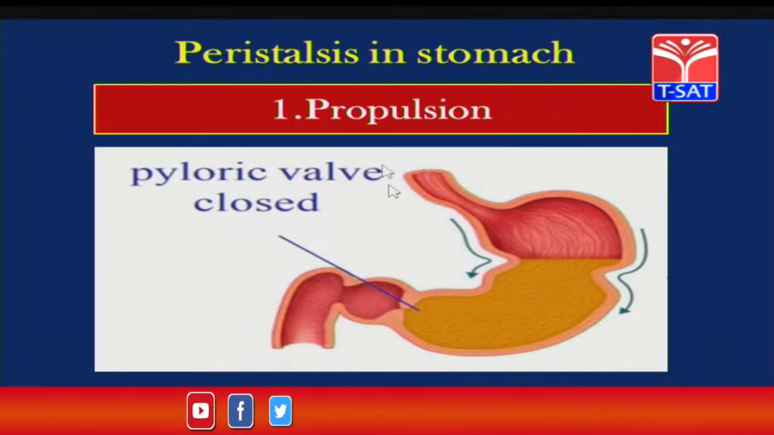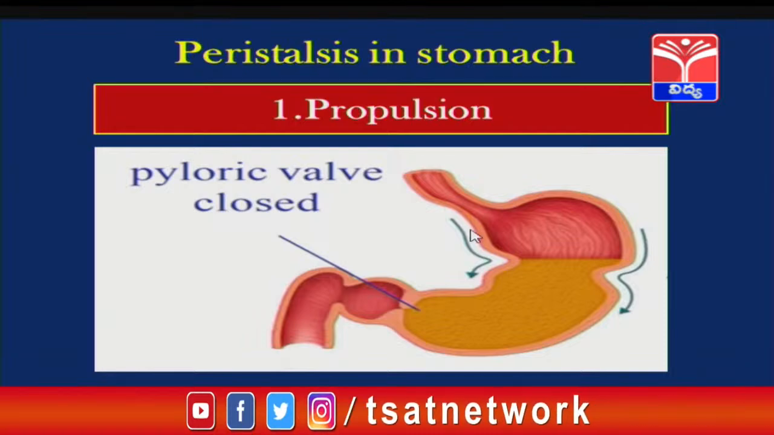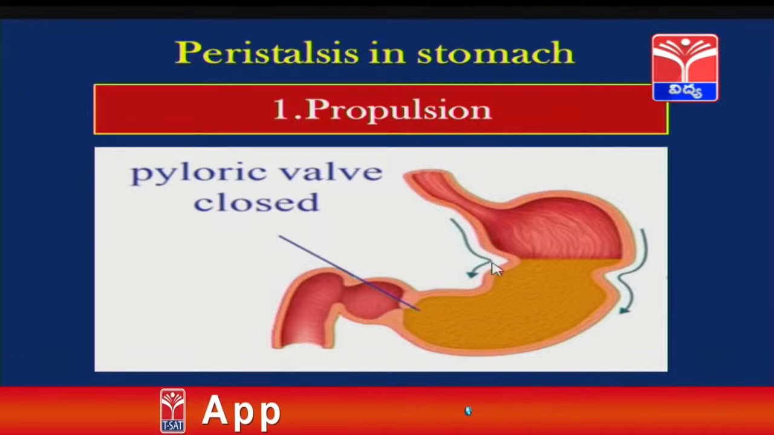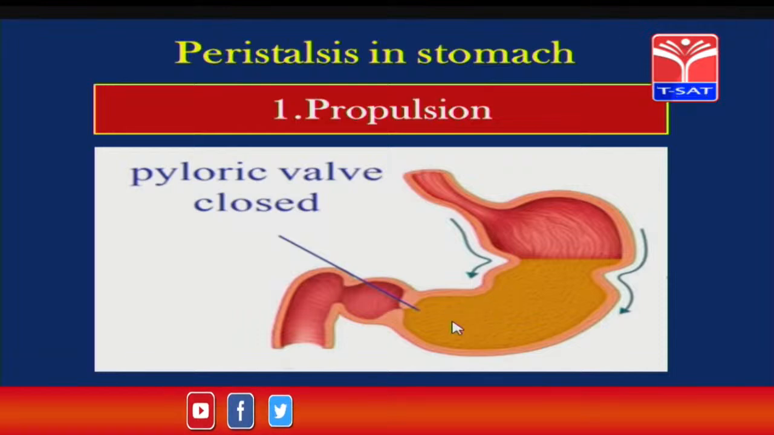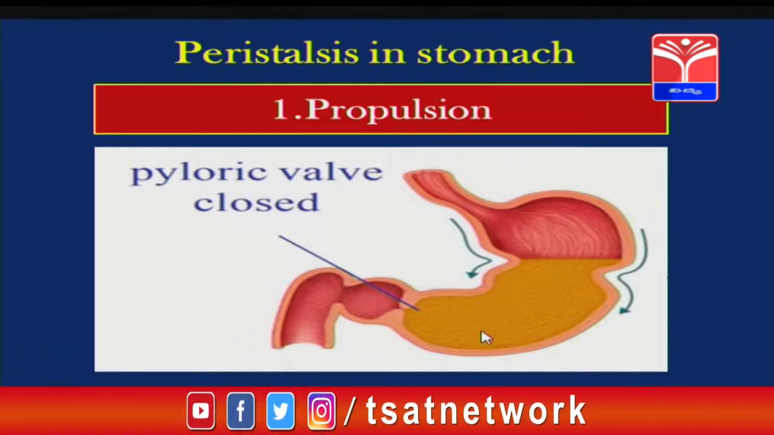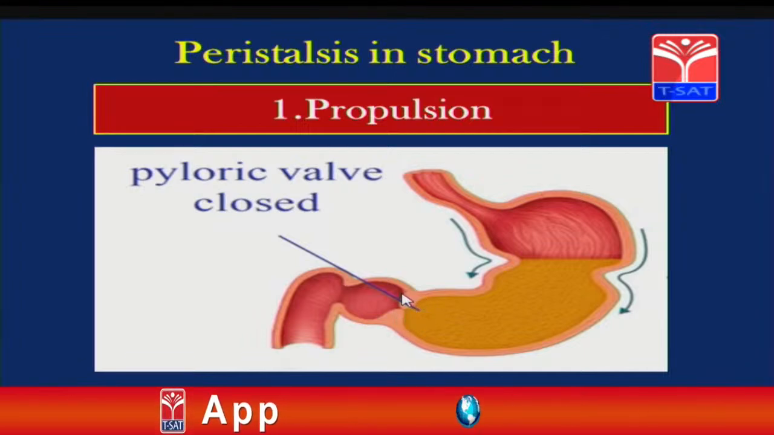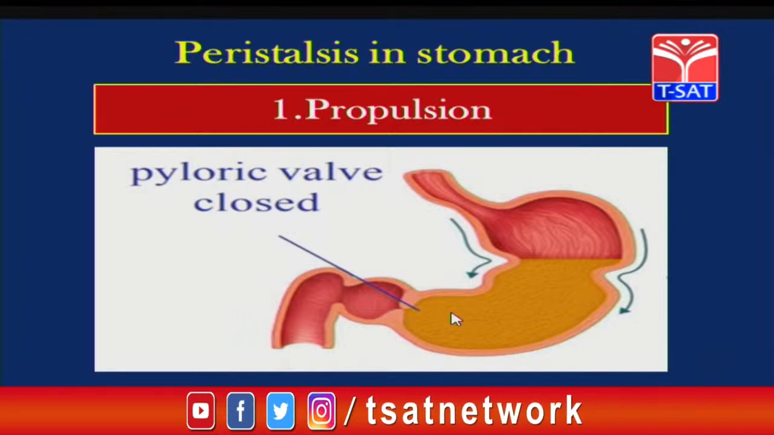First one is propulsion. If you look at this picture, these arrow marks indicate the movement of muscles that are present in the wall of the stomach. These movements propel the contents in the stomach from this part to this part. This is called propulsion. Here there is a valve called the pyloric valve. This can also be called the pyloric sphincter. During the process of digestion in the stomach, this pyloric valve is closed. It does not allow the contents to enter from the stomach into the small intestine.